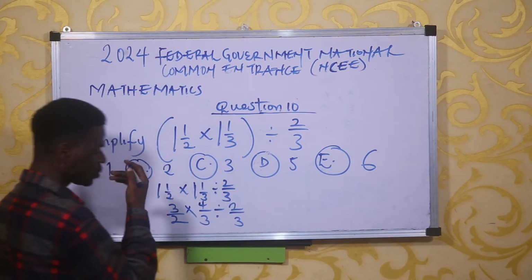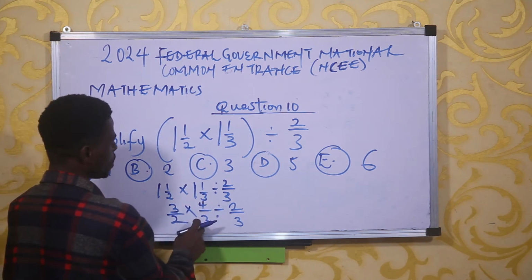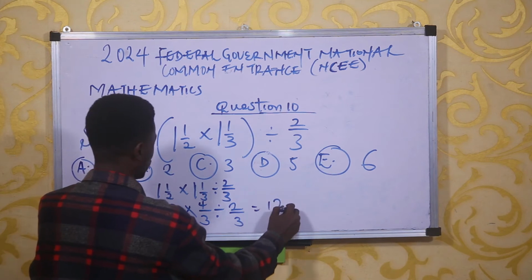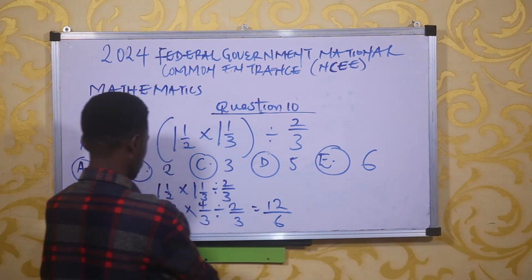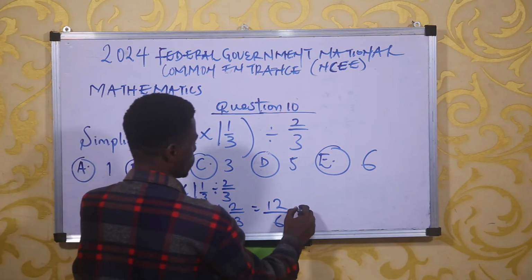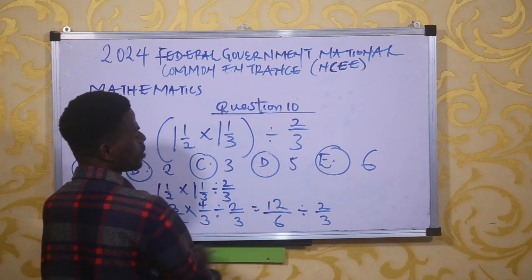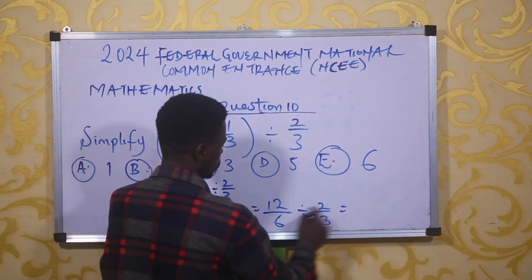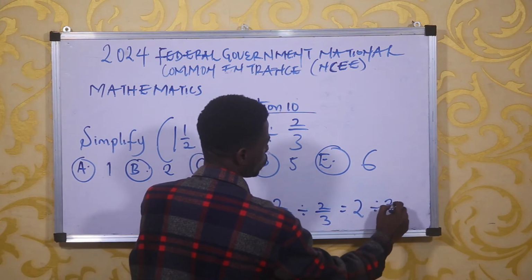3. In this place now, let's multiply: 3 times 4 is what? Is 12. Then 2 times 3 is 6. So 12 divided by 6, you look at the 12 divided by 6, that gives us what? 2. So we have 2 divided by 2 over 3.